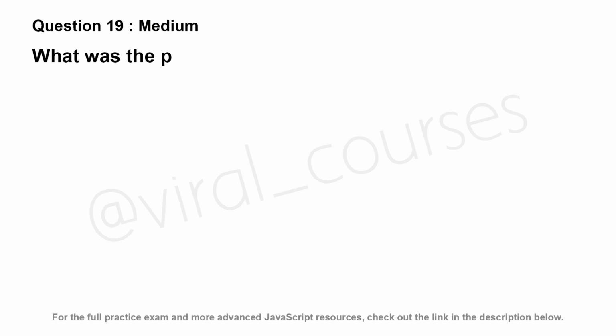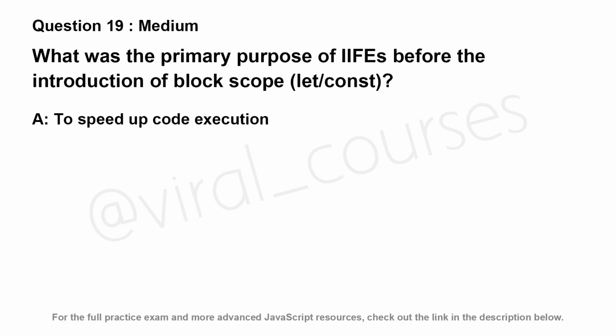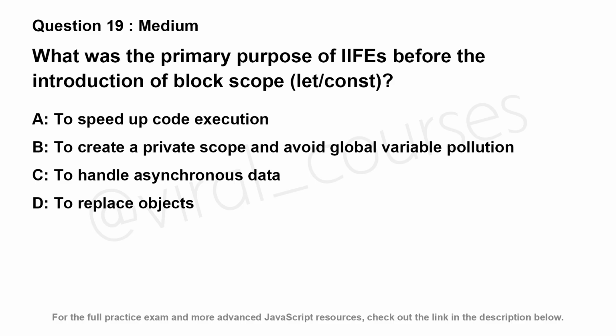What was the primary purpose of IIFEs before the introduction of block scope, let and const? Option A, to speed up code execution. Option B, to create a private scope and avoid global variable pollution. Option C, to handle asynchronous data. Option D, to replace objects.